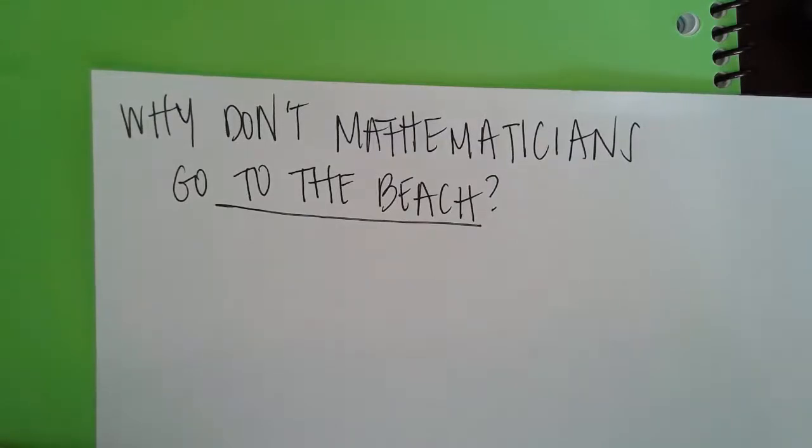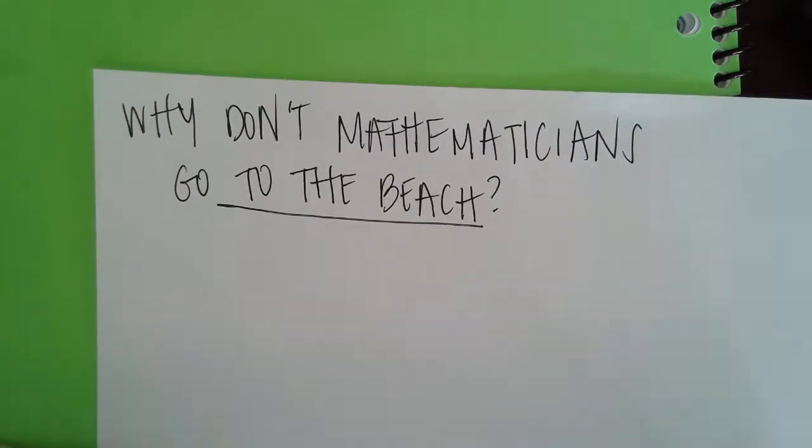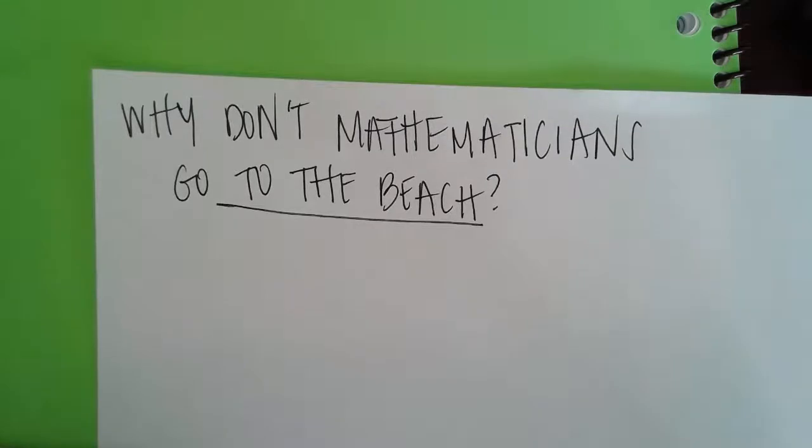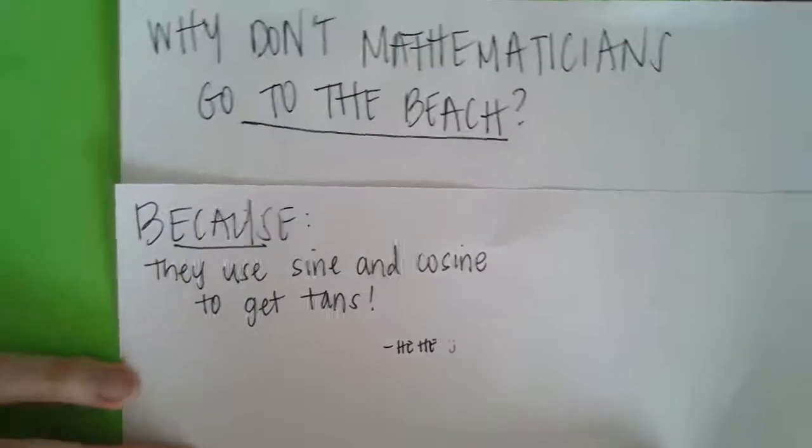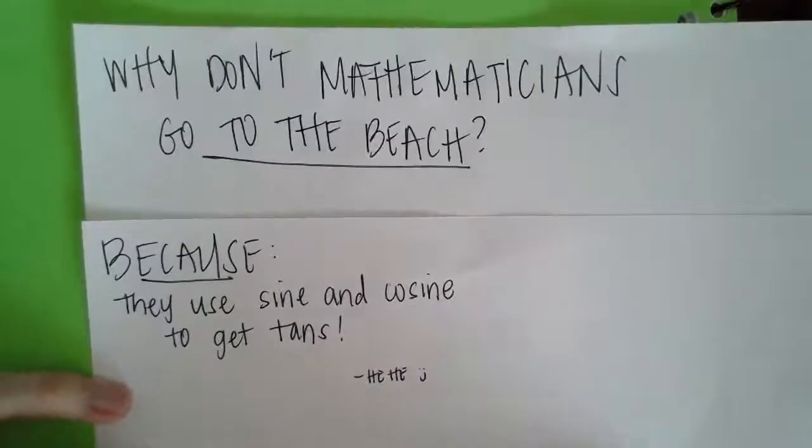Why don't mathematicians go to the beach? Any ideas? Maybe. Okay. Because they use sine and cosine to get tans. Ha ha ha. It's good, huh? Okay, that's my joke for you.